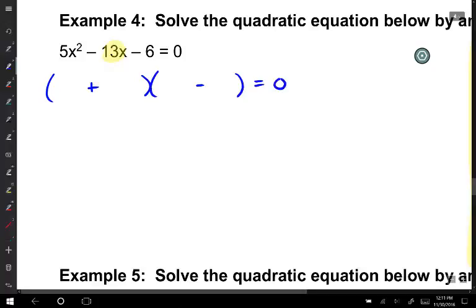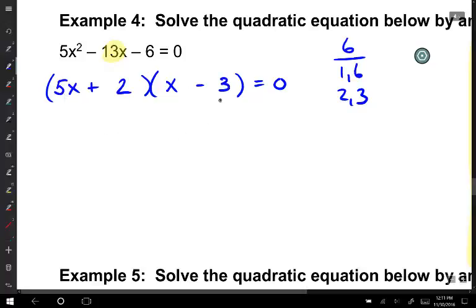Sean, what must be the front numbers to get 5x squared? Would it be 5x? All right. I've got to get a 6, Sean. So that's 1 and 6, 2 and 3. Which one do you want to try? Let's go 2 and 3. Okay, so 2 and 3.